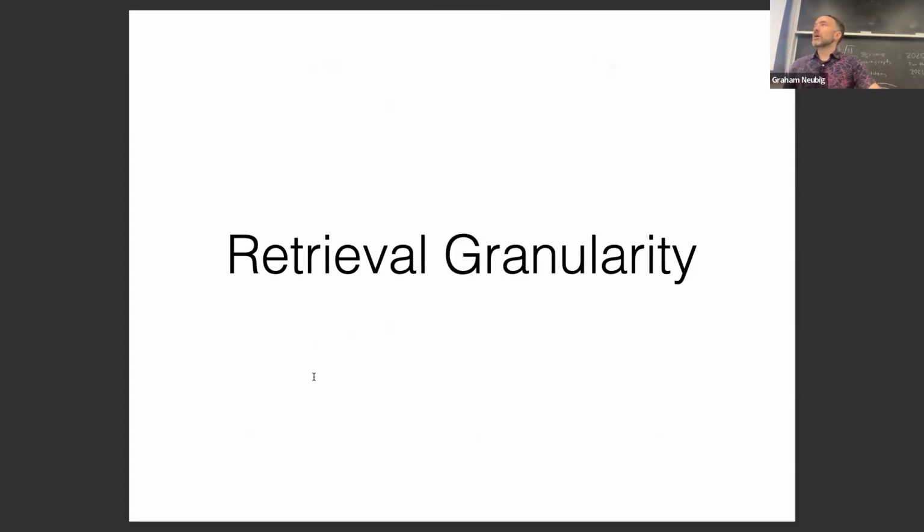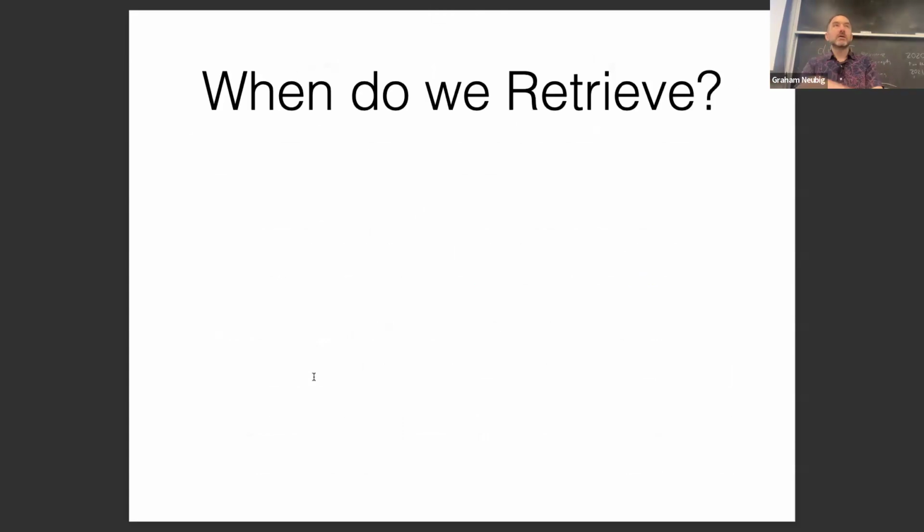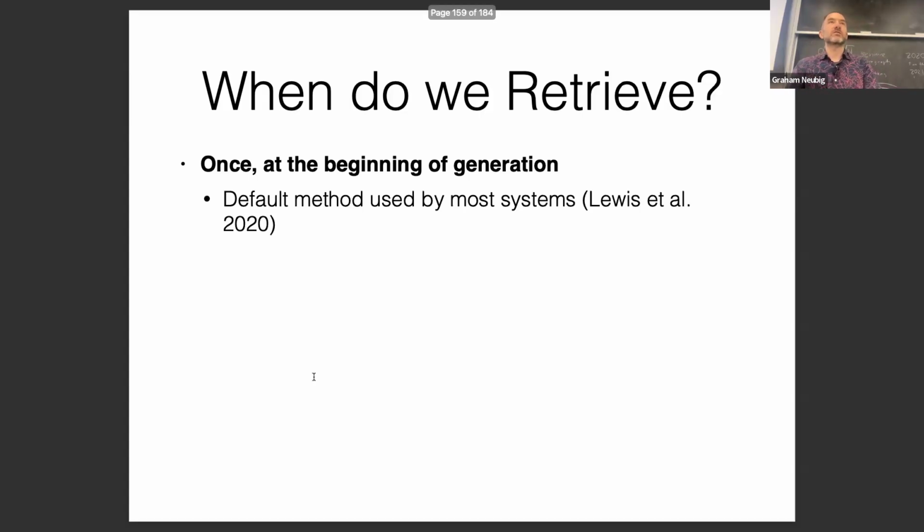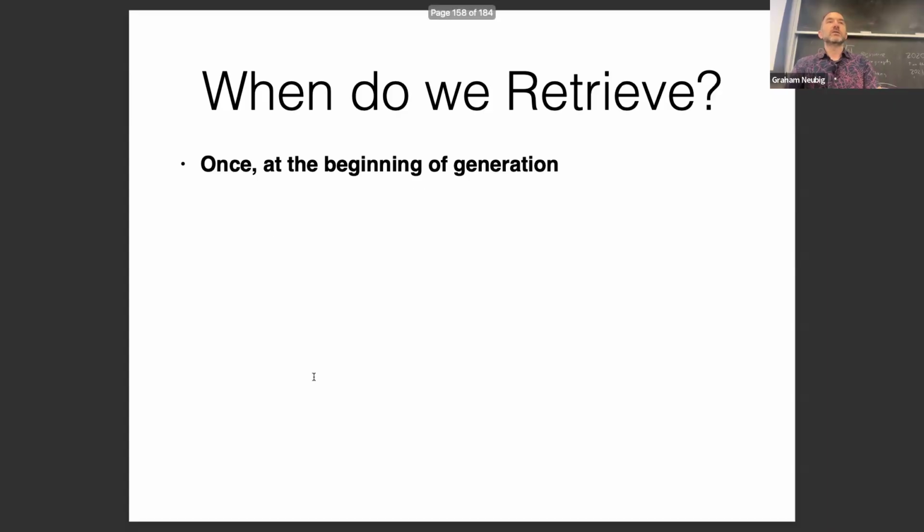Okay. So another thing that I want to talk about, I think the final thing, is retrieval granularity. And there's a question about when we retrieve inputs. By far, the most common way to do this is to retrieve once at the beginning of when you start generating. What that means is you get a query, you look up documents with respect to the query, and then you generate the whole output based on this.